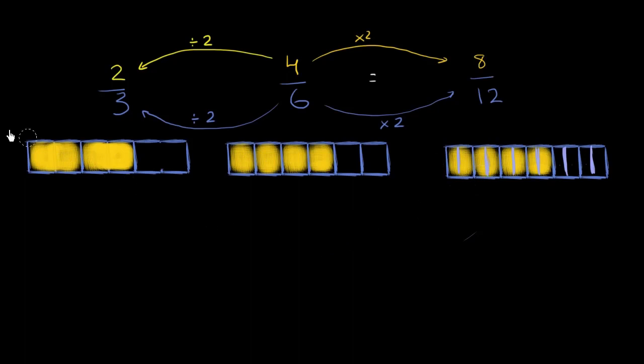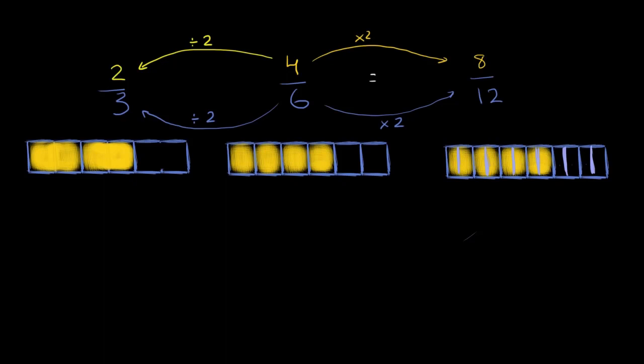So the big takeaway here is, start with a fraction. If you multiply the numerator and the denominator by the same quantity, you're going to have an equivalent fraction. If you divide the numerator and the denominator by the same quantity, you are also going to have an equivalent fraction. So with that in our brains, let's tackle a little bit of an equivalent fractions problem.